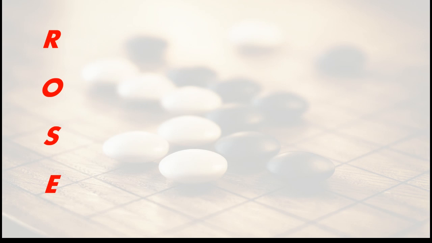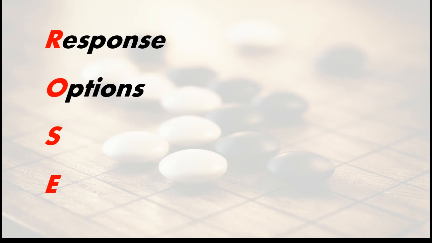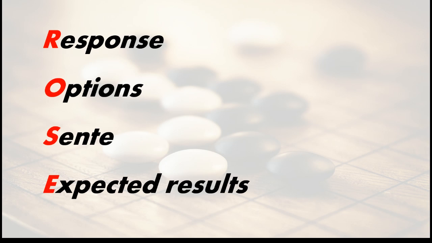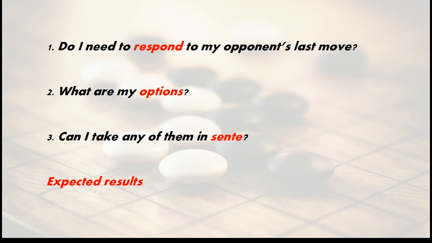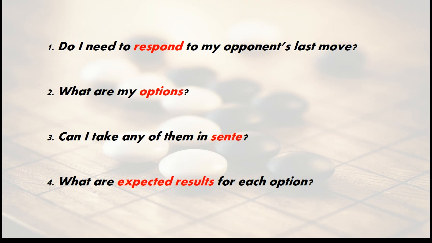ROWS represents 4 keywords: response, options, sente, and expected results. In full questions, you ask, do I need to respond to my opponent's last move? What are my options? Can I take any of them in sente? What are expected results for each option? Let's look at each of them more closely.